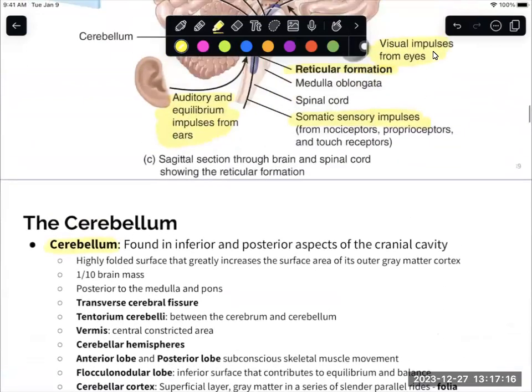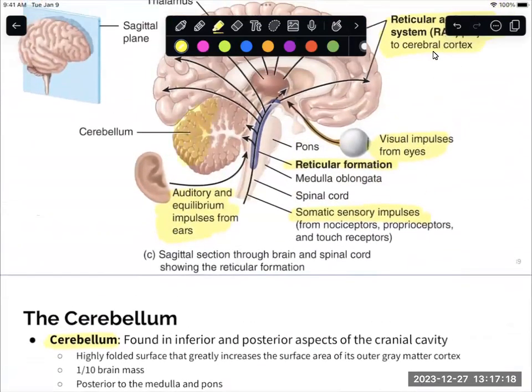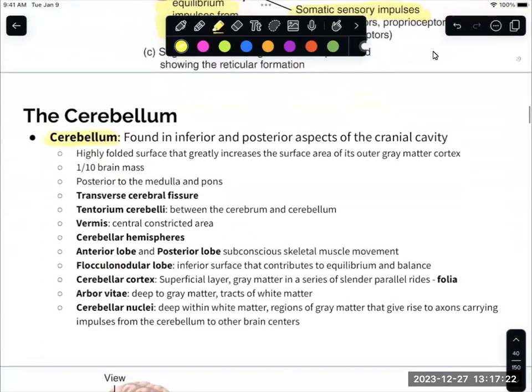That cerebellum back here behind the brainstem. There's lots of folds in it. And just like the cerebrum has different fissures that separate it out, so did the cerebellum. We'll go through those when we get to the cerebrum.